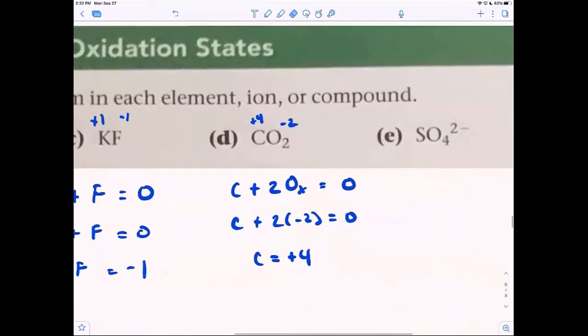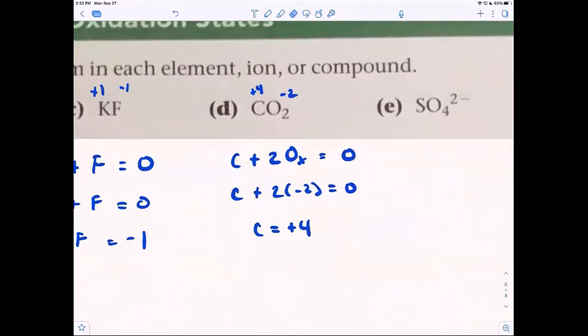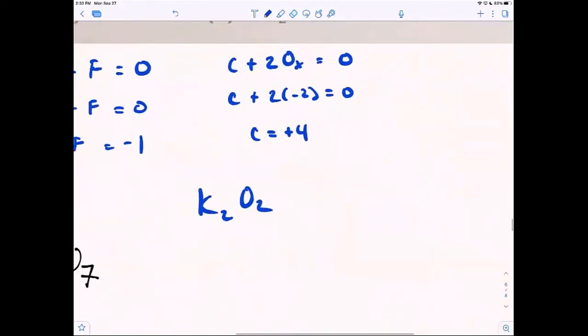So, but CO2, because there's not a charge listed, it's neutral. And for the one you just did, peroxide, good, potassium, yeah, peroxide, so oxygen's -1. K2O2. Okay, we'll do this one.